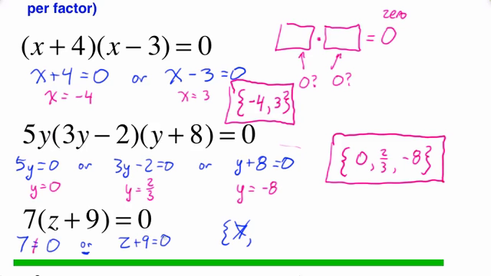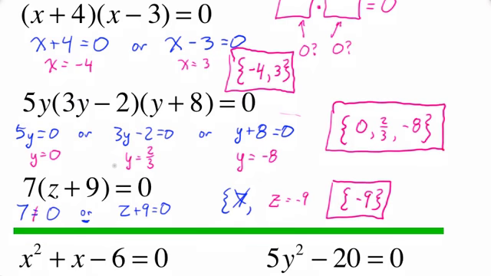And if z plus 9 is equal to 0, that means z has to equal negative 9. So our solution set is just negative 9. Okay? So please be careful. Don't just write 7 as part of your solution because it looks like a pattern that you've seen before.